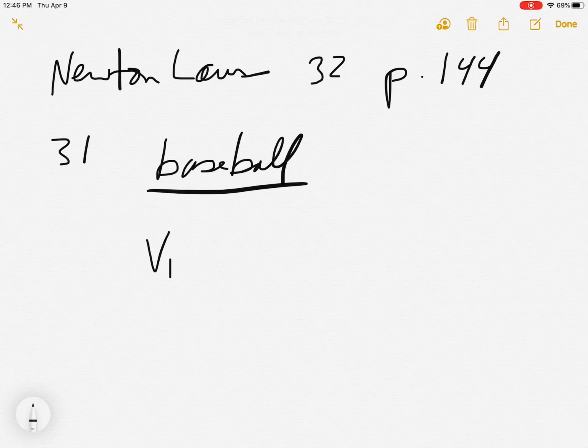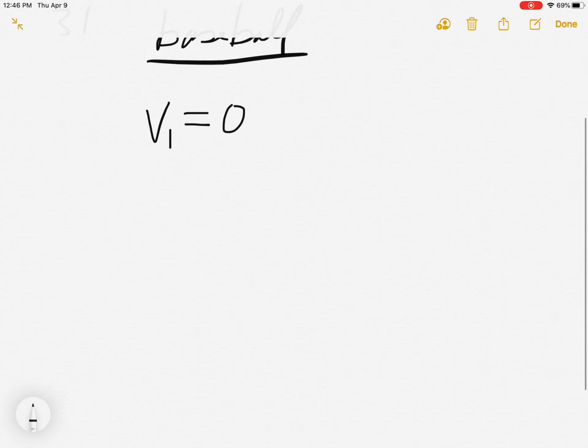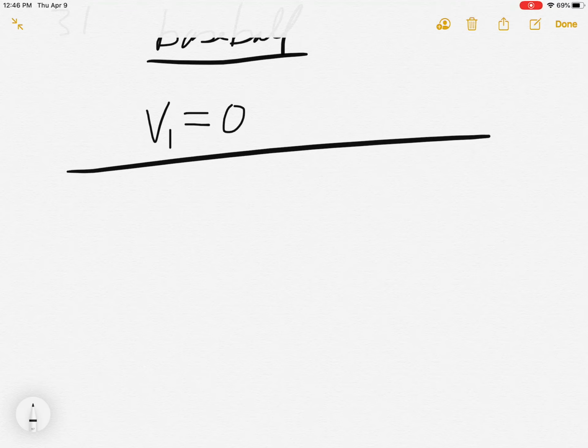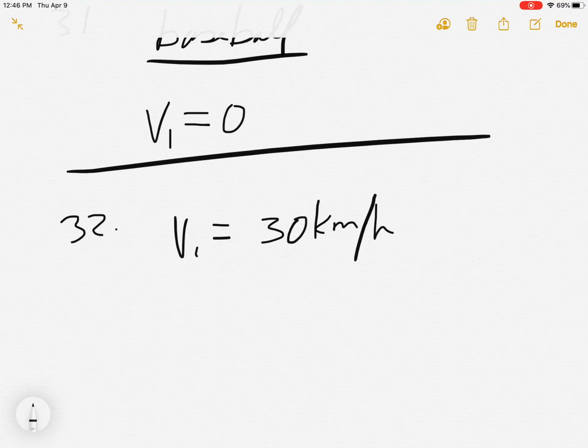In the first question, in question 31, we had a baseball with an initial speed of 0. So it was kind of like playing t-ball. The ball was sitting on the tee, and then they hit it. The only difference is, in this question, the ball is now being pitched, right? So in this case, we have the ball pitched at 30 kilometers an hour. So in question 32, V1 is 30 kilometers an hour.